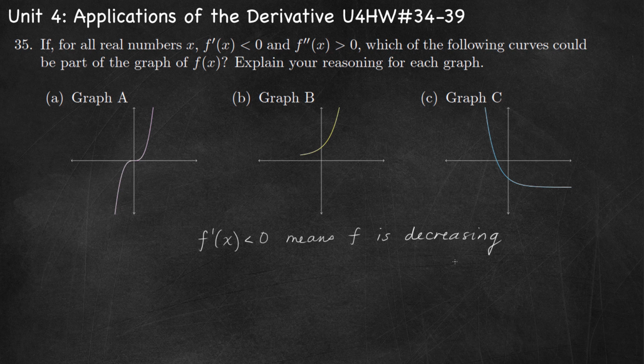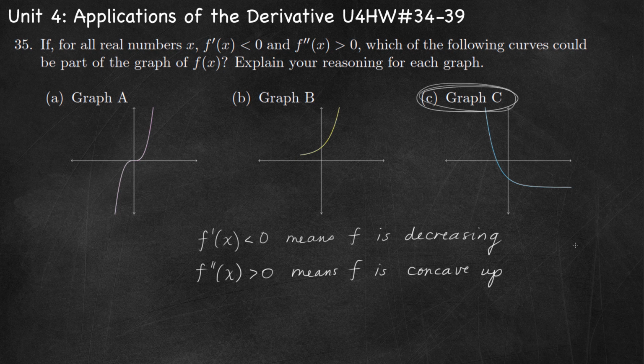So we need a graph that is decreasing. And then we're also told f double prime of x is greater than 0, and we know that means that f is concave up. So we need a graph that is decreasing and concave up. That's going to be graph C, decreasing, concave up.